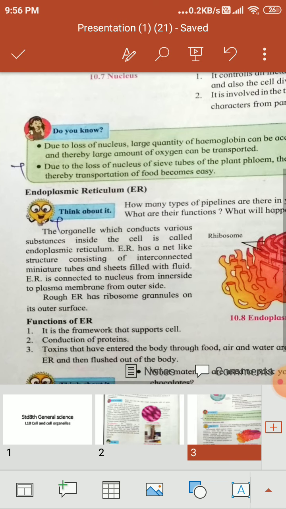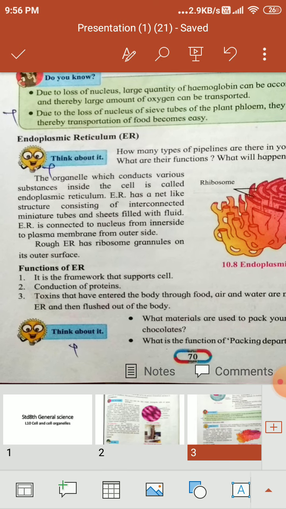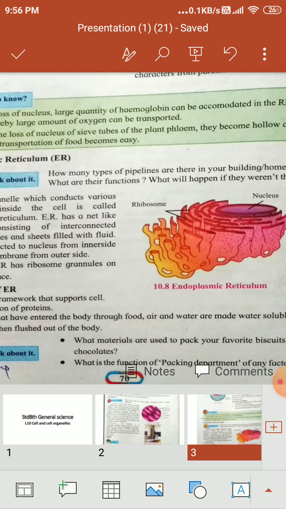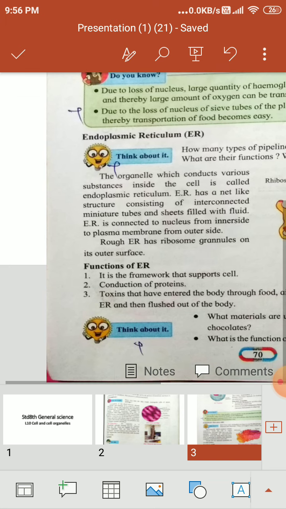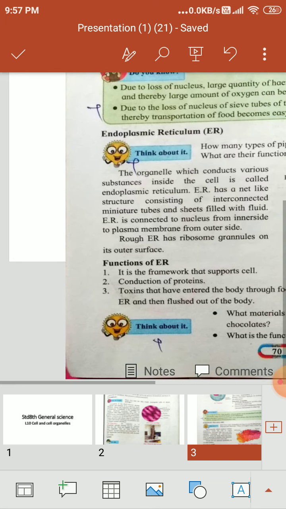Now the second one is the endoplasmic reticulum, the ER. Look at the diagram. This is the organelle which conducts various substances inside the cell. It has a net-like structure consisting of interconnected miniature tubes and sheets, all filled with fluid. It is connected to the nucleus on the inner side and to the plasma membrane on the outside.